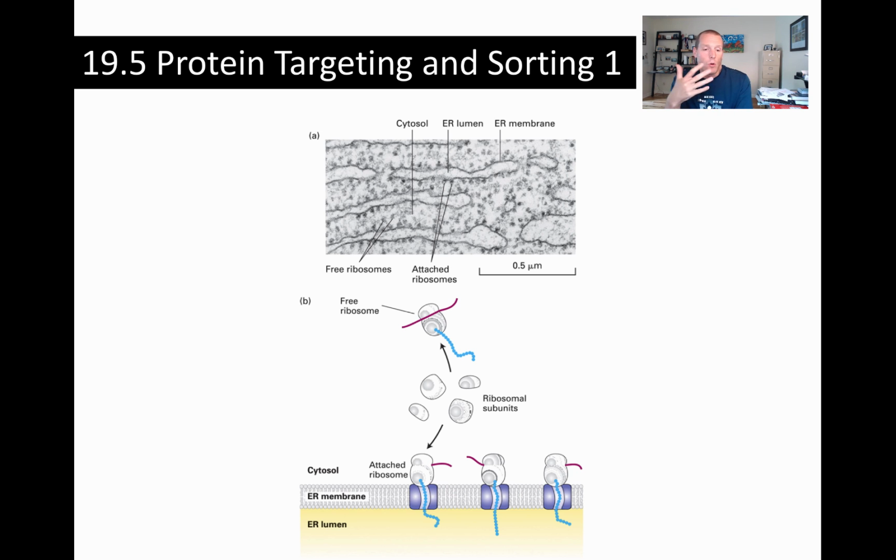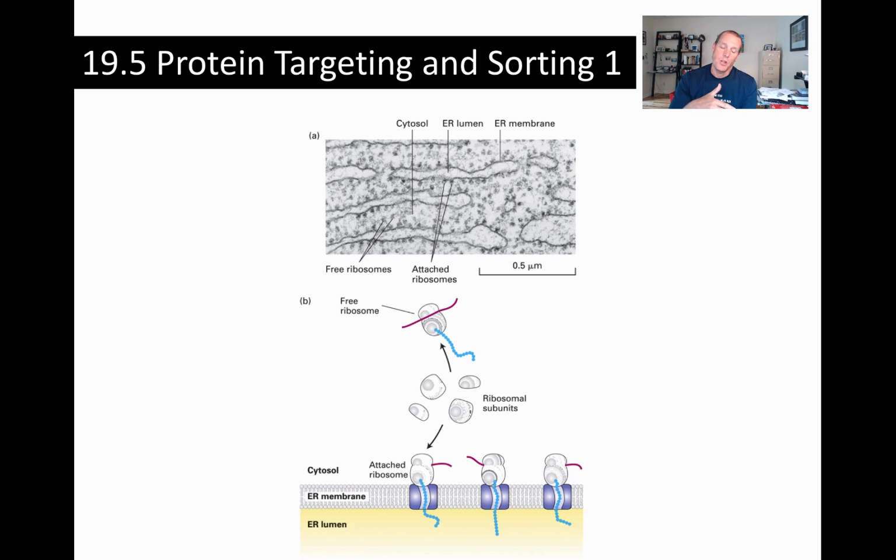After translation is complete, the protein is processed in the cytosol and then targeted to the appropriate organelle. So that's called post-translational import.